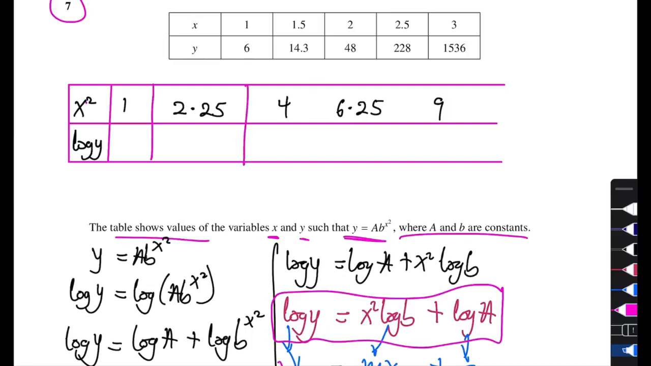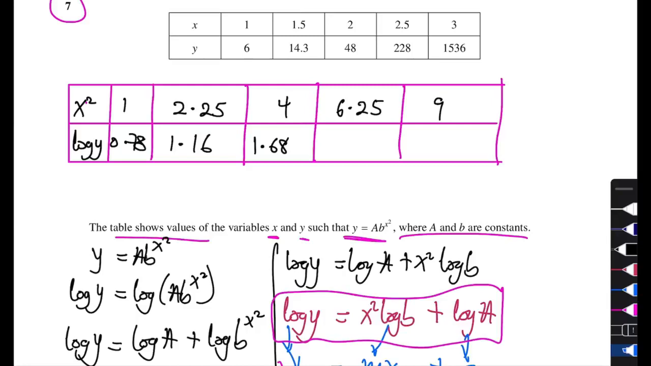Right. So the next thing that we want to do is to work on the log y. So we start with log 6. So log 6 will give us 0.78. I'll use 2 decimal places. And then the next one is log 14.3, and that will give us 1.16. The next one is log 48, right? Okay, so log 48 will give us 1.68.